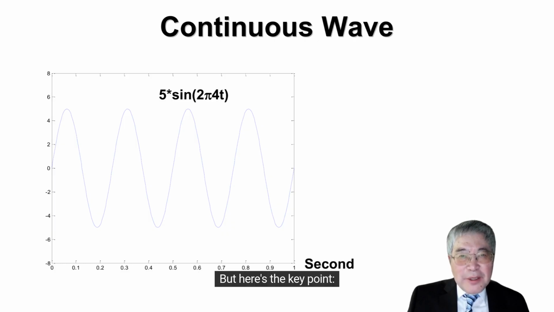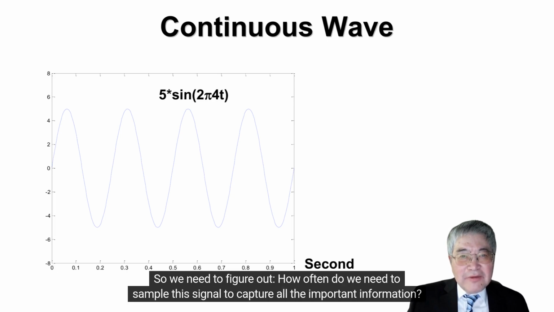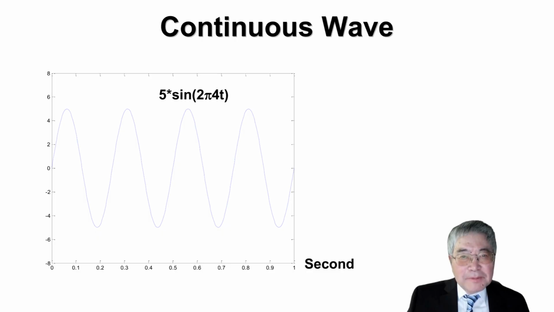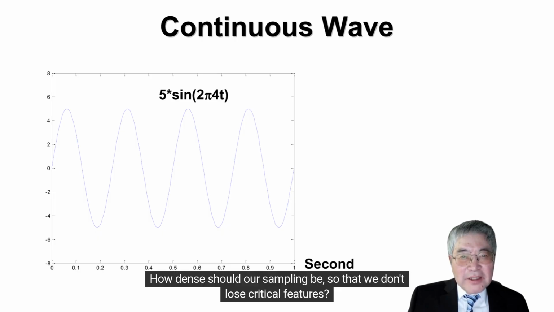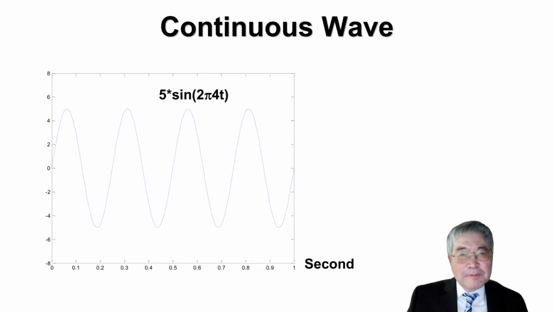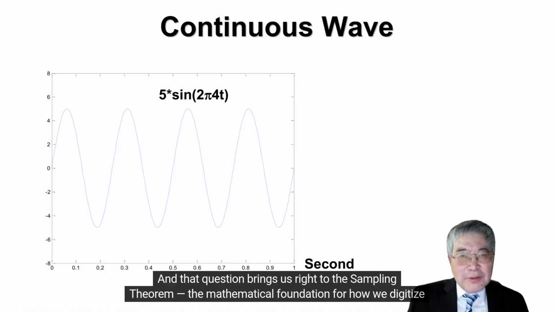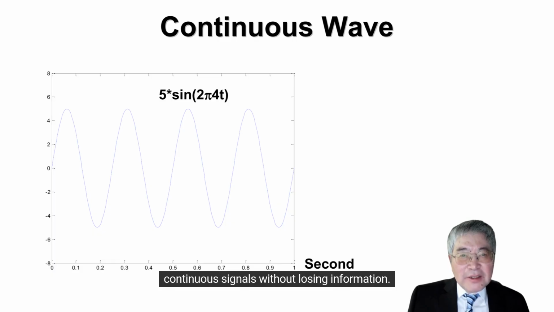But here's the key point. The computer can't store this curve as it is. So we need to figure out how often we need to sample this signal to capture all the important information. How dense should our sampling be so that we don't lose critical features? And that question brings us right to the sampling theorem, the mathematical foundation for how we digitize continuous signals without losing information. That's exactly what we'll examine next.